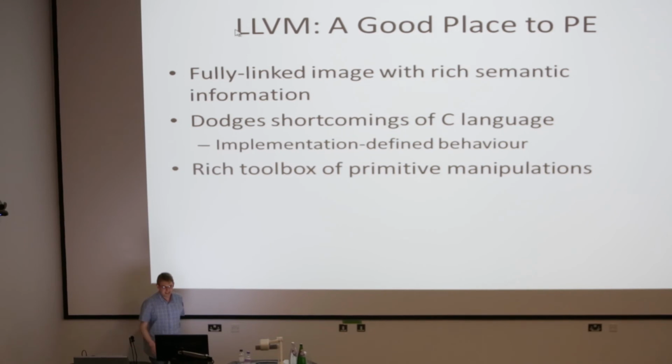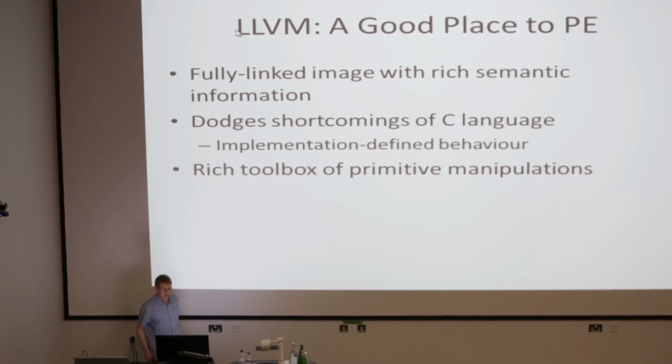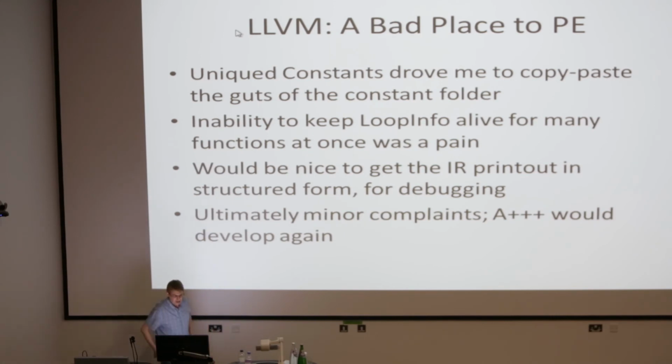So LLVM has turned out to be a really nice place to write this sort of stuff. You get a fully linked image which has rich semantic information attached to it. That's been very, very useful. We get to dodge the shortcomings of the C language because implementation-defined behavior has all been resolved for us. Clang has made some sort of call about what the implementation-defined stuff actually means, and we just take its word for it, so that's been really nice. And of course we get a rich toolbox of primitive manipulations to work with.